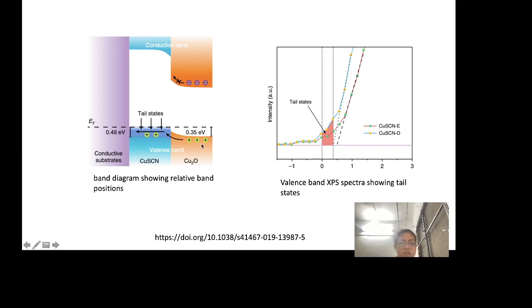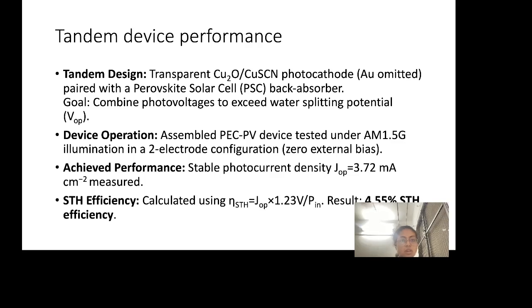On the left, we have a picture that visualizes this better. These are the holes going into this band tail state area, which then flow nicely through the conductor circuits and overcome the barrier. On the right is the XPS spectra data showing the presence of the tail states. These are again taken from the paper that this presentation is discussing.